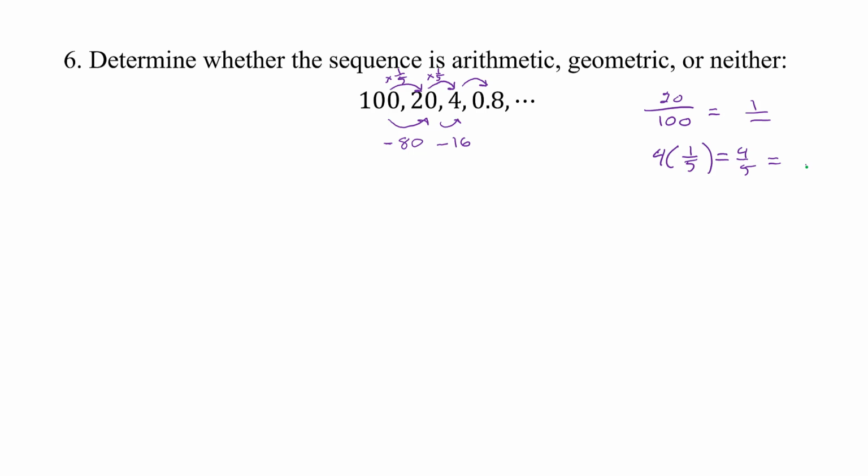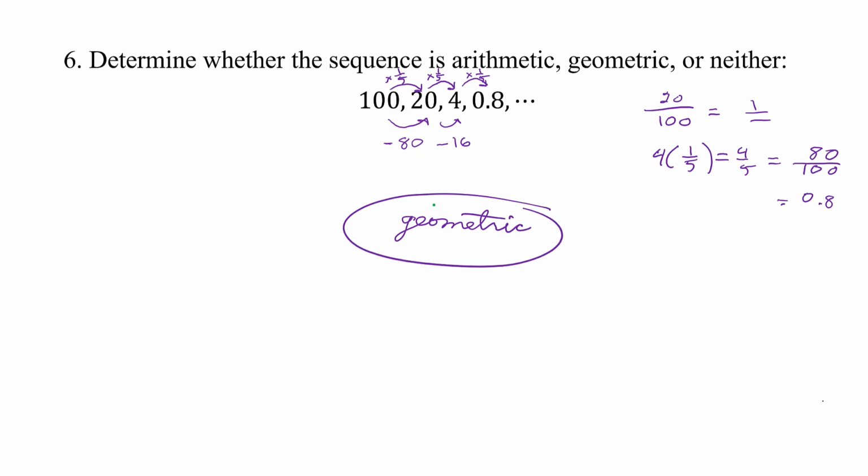That's the same as what over 100? It'd be the same as 80 over 100, which is 0.8. Okay, so we got it. We found that our common ratio here is 1/5, and that tells us that this sequence is going to be geometric. We multiply by the same number each time we go from one term to the next. And usually when a sequence is geometric, we would also make a note here that we know that's because our common ratio here is 1/5. All right, let's go on.